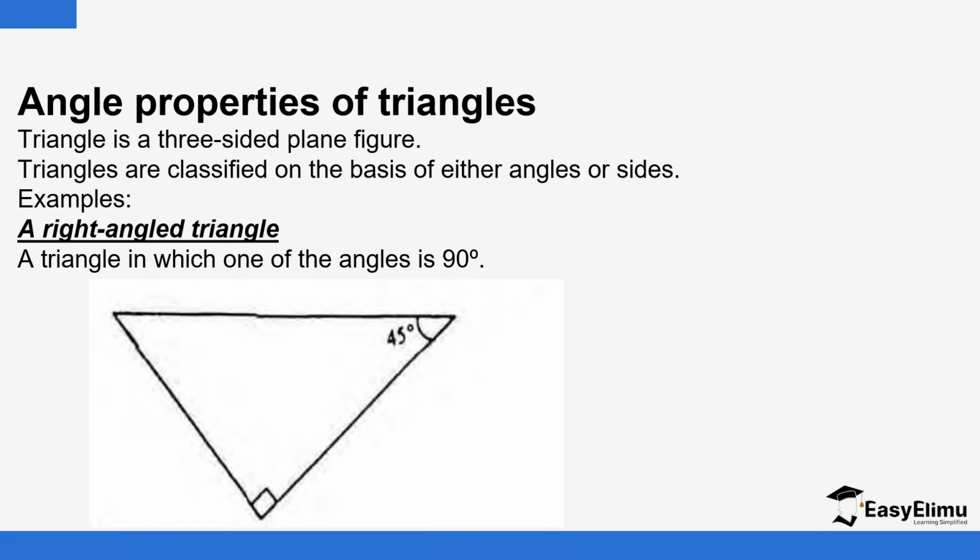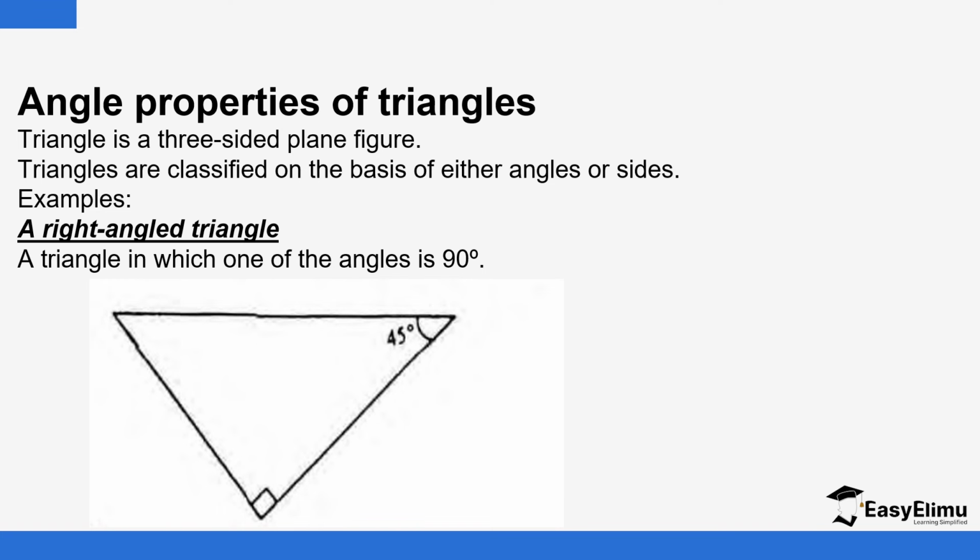So we have different classifications, or different types, of triangles. Triangles can be named differently depending on certain characteristics they have. We say triangles are classified on the basis of either angles or sides. You could find triangles that have all the sides equal in size, all the interior angles equal in size, or two interior angles equal. That can be a basis of naming that particular triangle in a particular way.